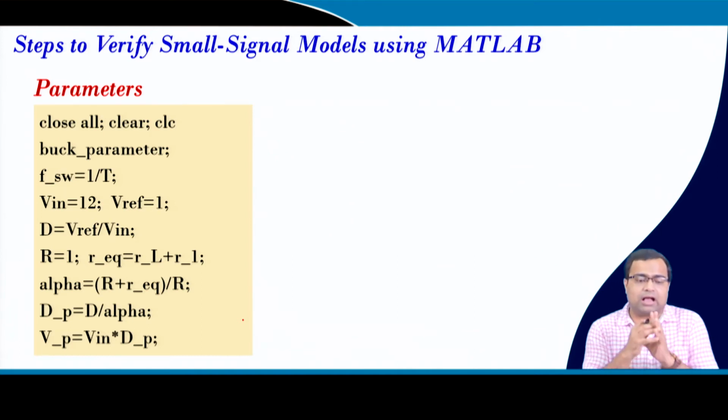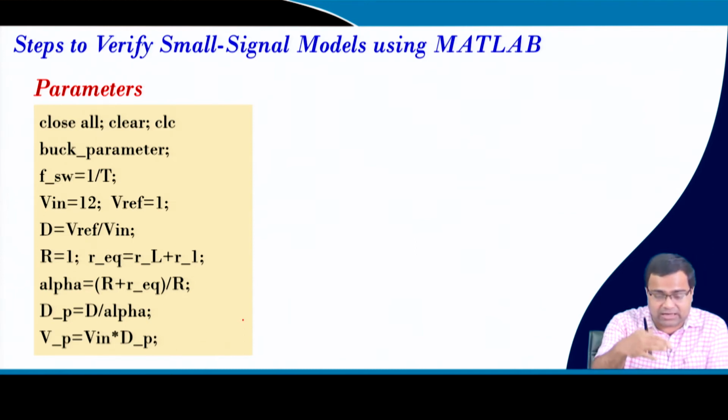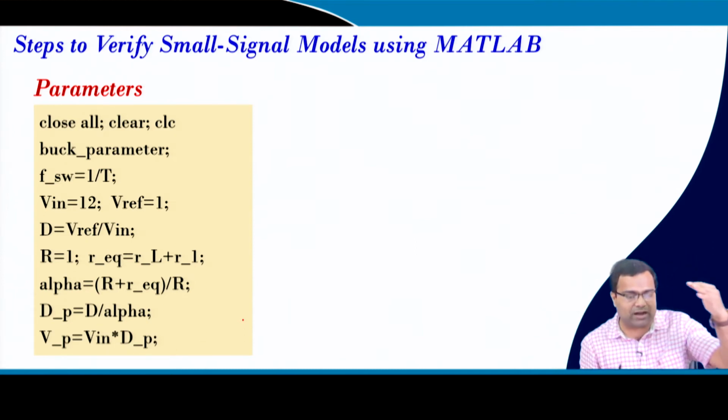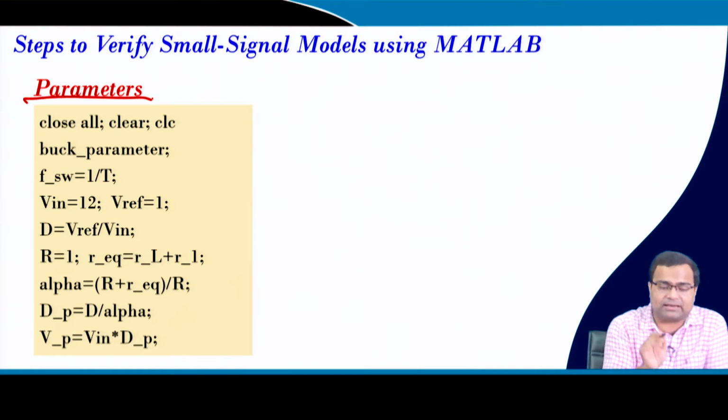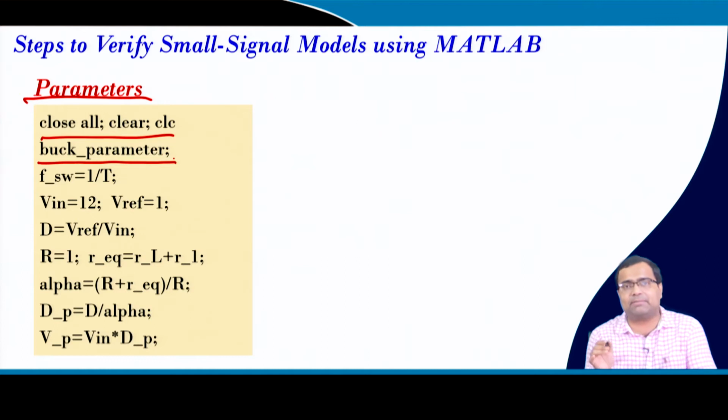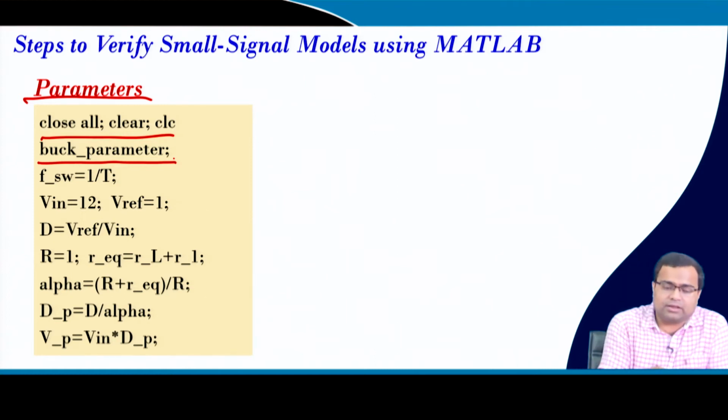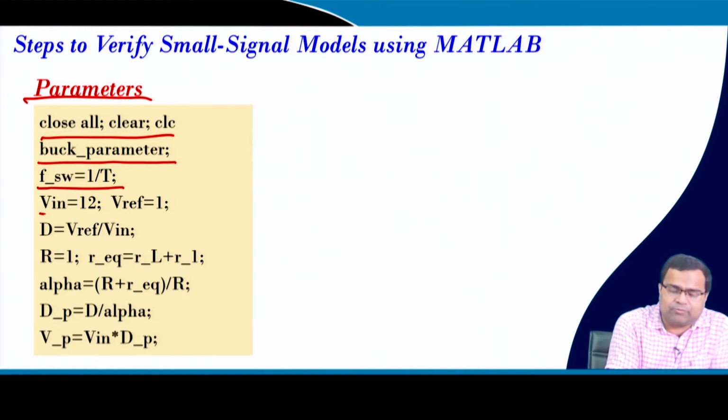Before I go to the code, I am taking the MATLAB code. There are multiple lines, but I have broken it into multiple pieces. Here we are setting the parameters. Initially, we are clearing the screen and closing all the plots. Now, we are calling the buck parameter file. This will load all the parameters like ESR, input voltage, output voltage, inductor, output capacitor, everything will be stored. Time period and switching frequency is 1 by T. Now, the input voltage we are setting to 12 volts. Although we have defined it here, if you want to customize with a different input voltage, you can redefine it here, and reference voltage 1 volt.